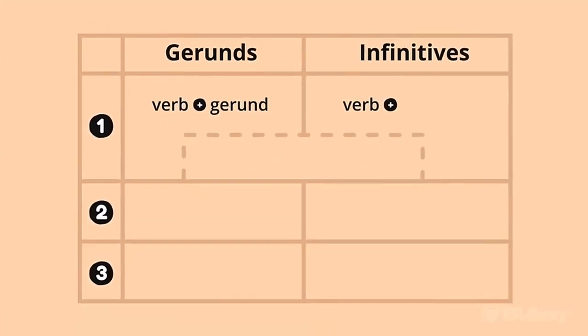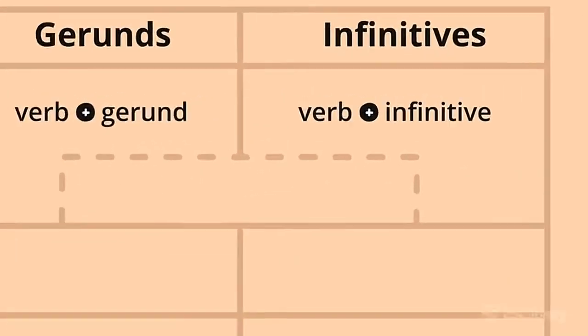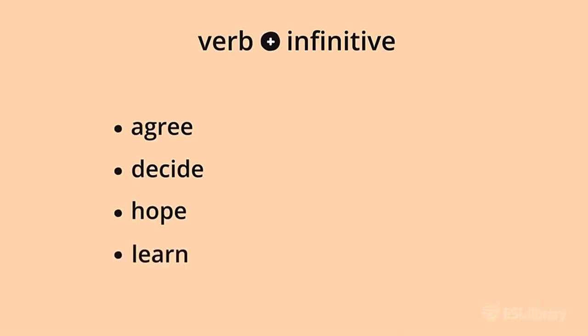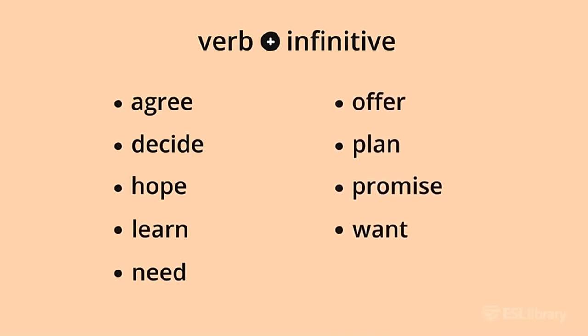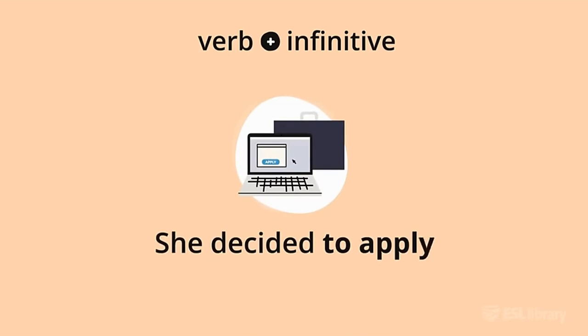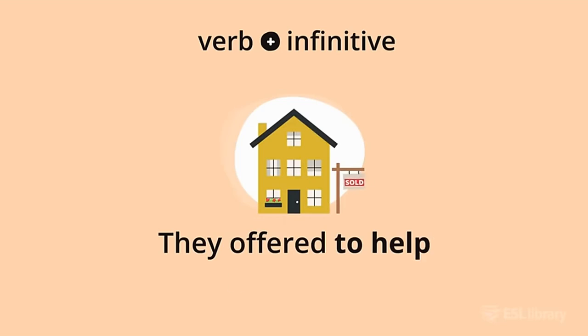Other verbs are always followed by an infinitive. Common verbs followed by an infinitive are agree, decide, hope, learn, need, offer, plan, promise, and want. For example, she decided to apply for a new job. They offered to help her move.